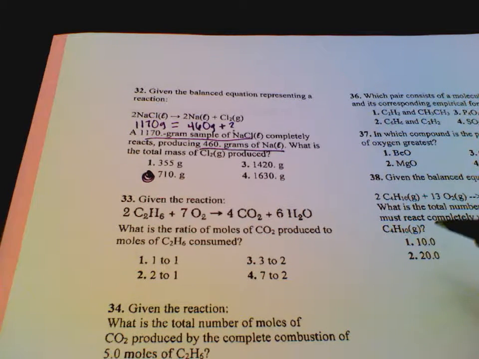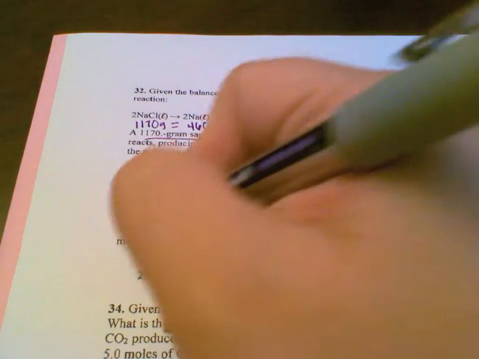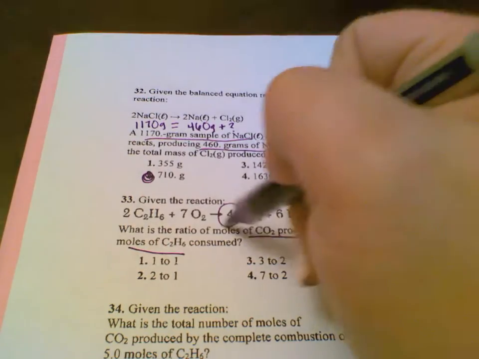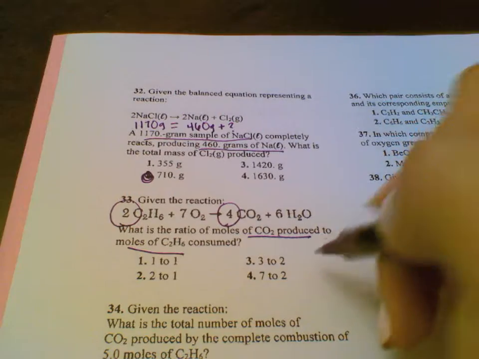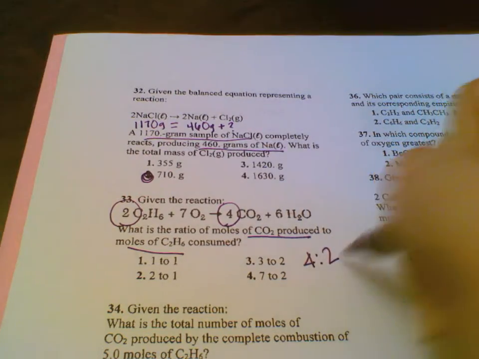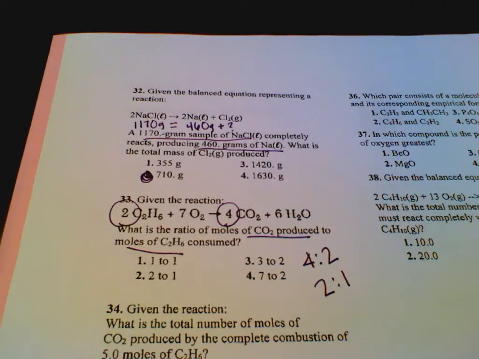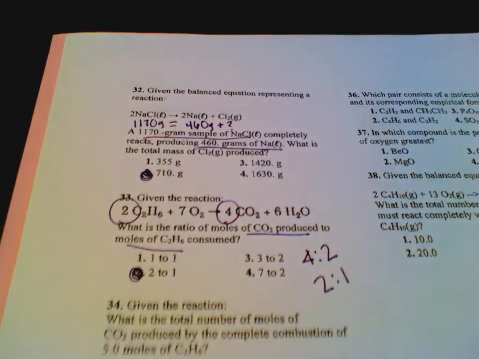33. What is the ratio of moles of CO2 produced to moles of C2H6 consumed? So just go up and look at their coefficients. So CO2 is a 4. C2H6 has a 2. So I would say it is 4 to 2, which is the same thing as saying 2 to 1. So, choice 2. I'm going to try to trick you by simplifying it. Don't let that trick you.